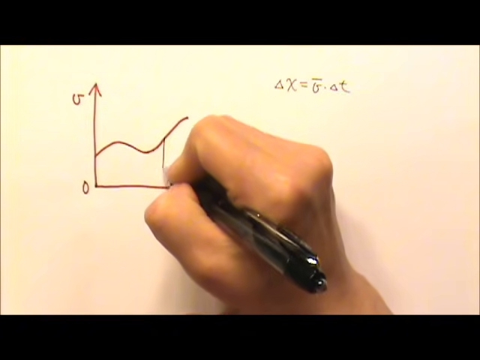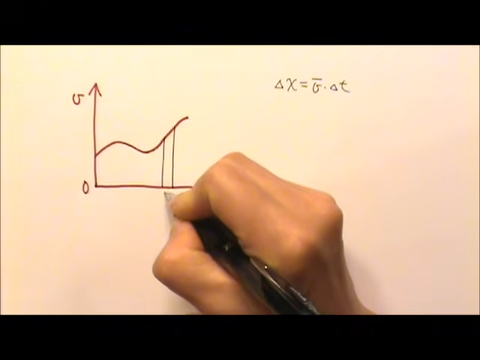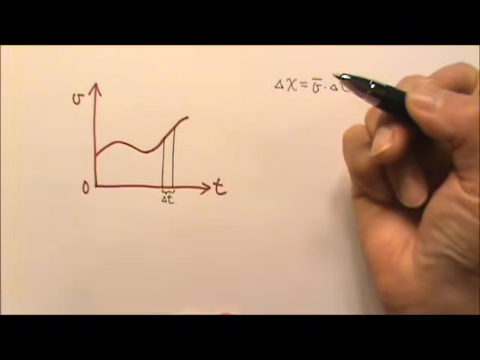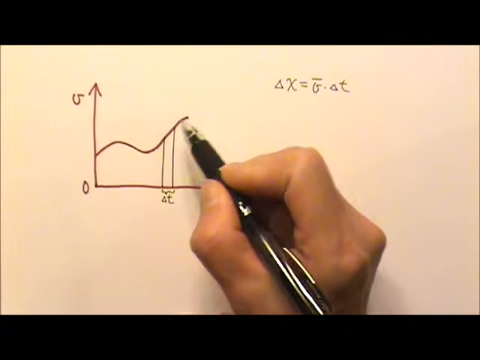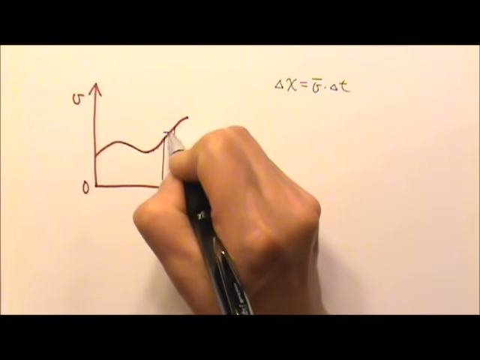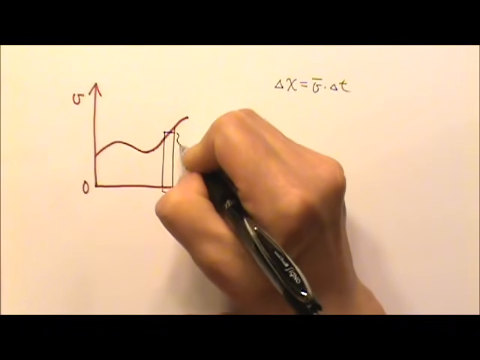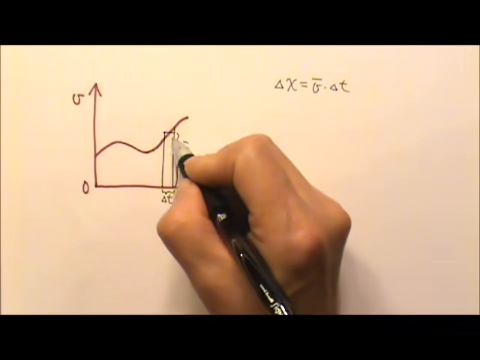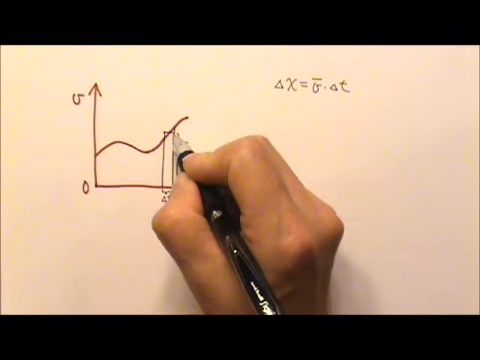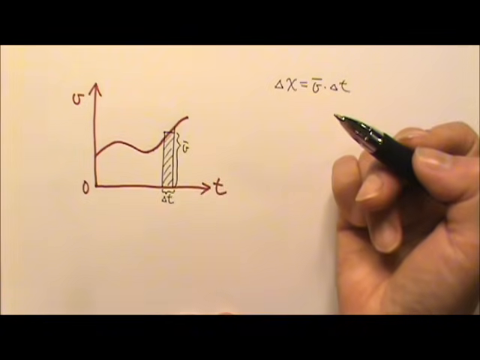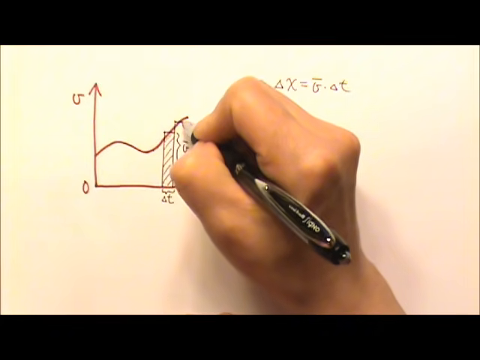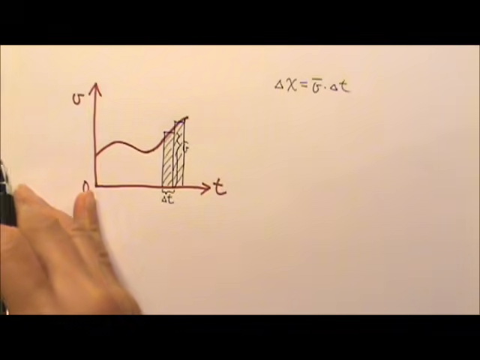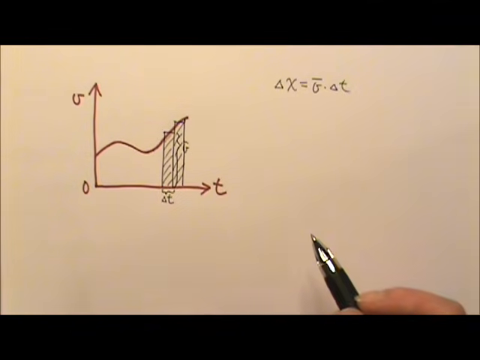But we can do this. If we chop the time into little segments, say shorter amounts of time delta t, then the velocity doesn't change so much. So we can say the average velocity is about this much. So this will be the average velocity. And then I multiply this by the time. That is height times the base, which gives you the area of this rectangle. So you can do all these different rectangles, add all the areas together and you will get the total displacement for whatever time range you're looking at.